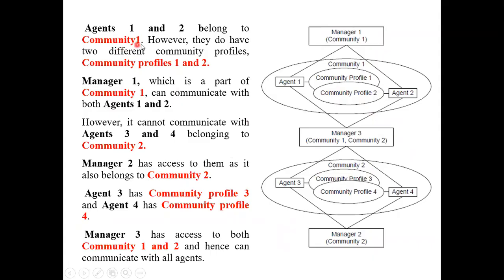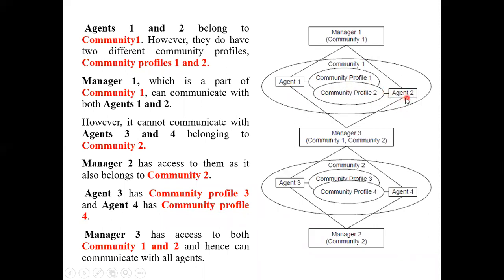So here you can see agent 1 and 2 belong to community 1. However, they do have two different community profiles, profile 1 and profile 2. Now see, all agents cannot be the same. If one is a printer, another will be a router, another a desktop. So that agent has his own community profile 1. Agent 2 has his own community profile 2. Agents need not be identical.